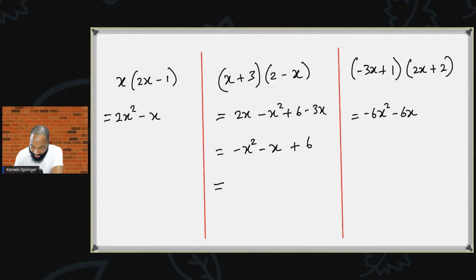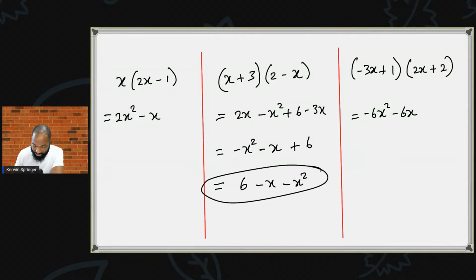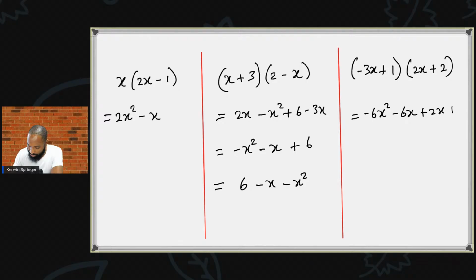Or you could have had it like this. You could have put the 6 in front, negative x squared. This is the same as this. I just rearranged it. And then we have plus 2x and plus 2. So we have negative 6x squared. I just multiply out here. The only thing that really happened differently in here is the signs.